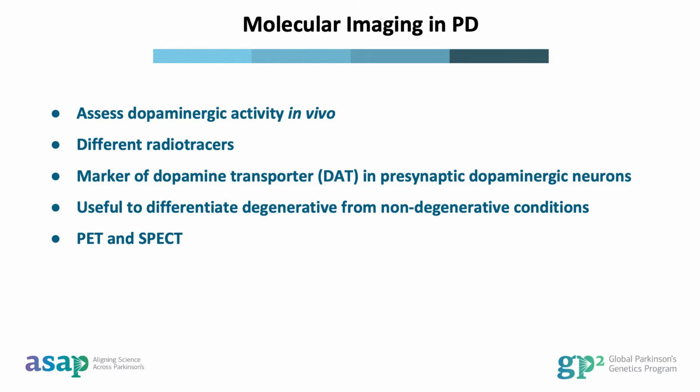drug-induced Parkinsonism. The two main molecular imaging techniques are positron emission tomography, PET, and single photon emission computed tomography, SPECT. As mentioned previously, the new biological classification of PD includes neuroimaging, specifically both of these techniques, as biomarkers for underlying neurodegeneration.